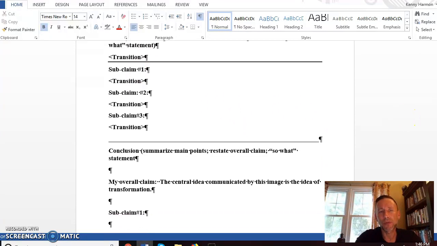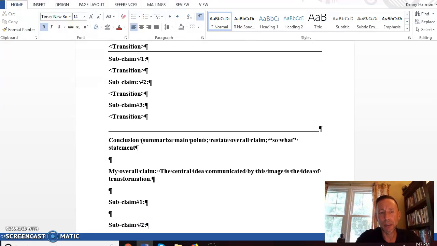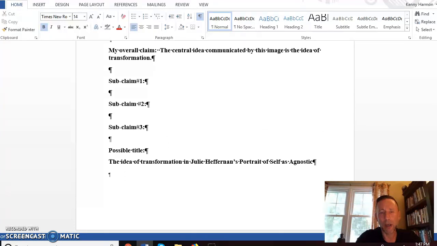So a subclaim is the first sentence of a paragraph. It previews the entire content of that paragraph, and everything in that paragraph then must be related to that first sentence. That subclaim must also be directly related back to the overall claim. So let me show you some examples of subclaims down here.